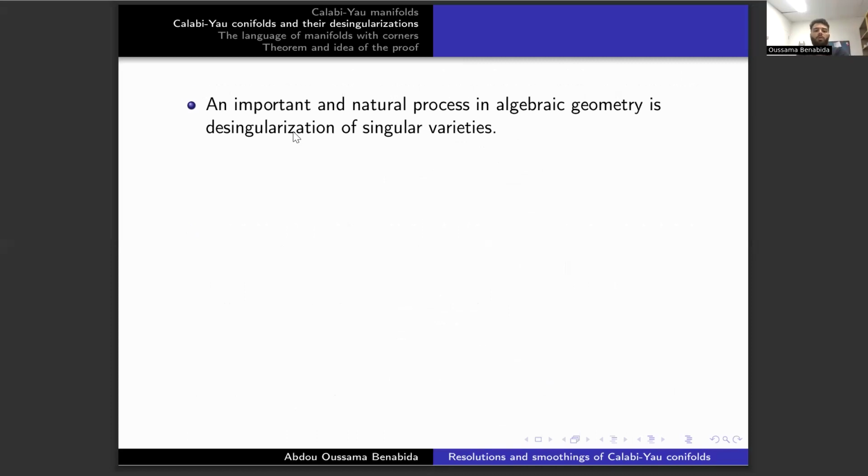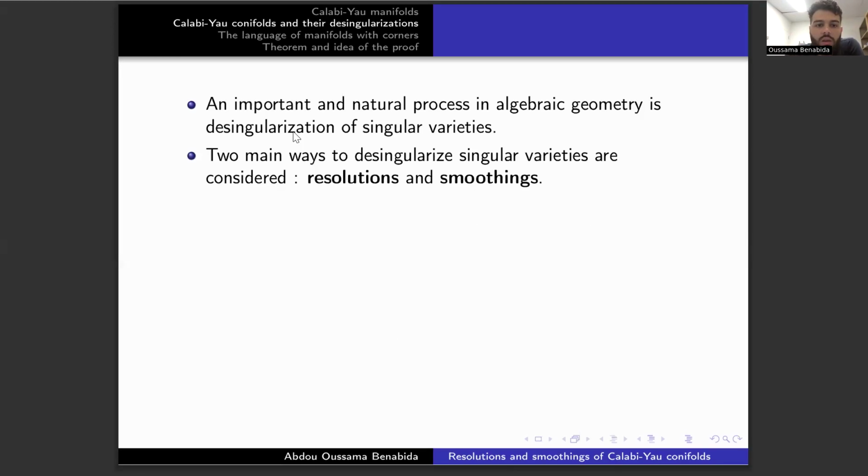So now we move to something else. An important natural process in algebraic geometry is to desingularize singular varieties. We will look at two ways of desingularizing singular varieties: resolutions and smoothings. These are algebraic processes of turning a singular variety into a smooth one.